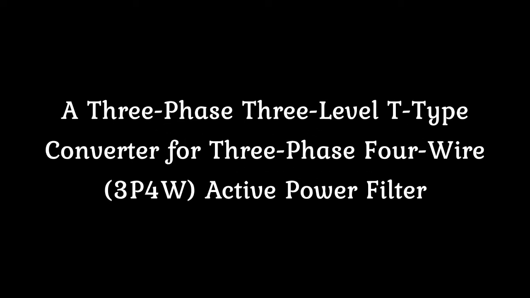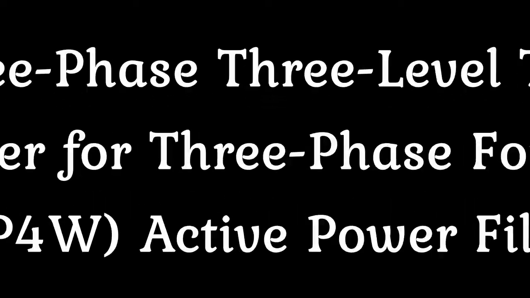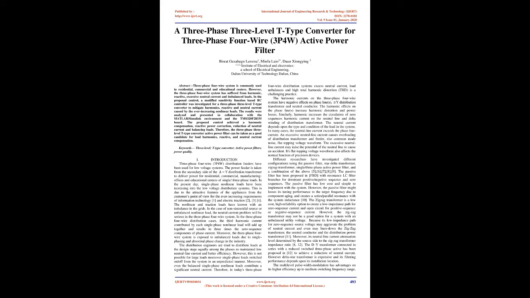A 3-phase 3-level T-type converter for 3-phase 4-wire (3P4W) active power filter. Abstract: The 3-phase 4-wire system is commonly used in residential, commercial, and educational centers. However, the 3-phase 4-wire system suffers from harmonics, reactive power, excessive neutral current, and imbalanced loads.